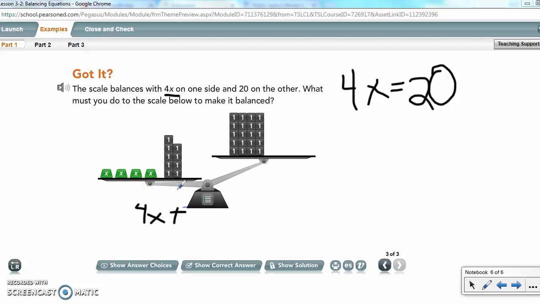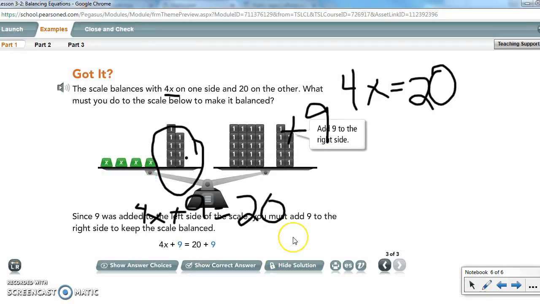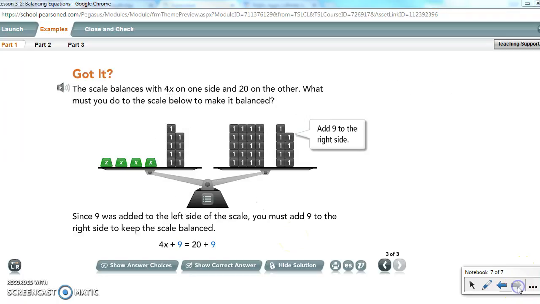plus how many ones? 1, 2, 3, 4, 5, 6, 7, 8, 9. And over here, I have 20. Well, is this scale balanced? No. So what did they do to change this to get this? Well, they added 9 over here. So what do I need to do over here? If they added 9 here, I need to add 9 to the right-hand side to balance out my beam. Since 9 was added to the left-hand side of the scale, you need to add 9 to the right-hand side of the scale so that it is balanced.